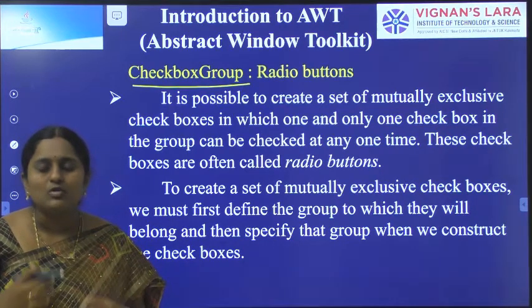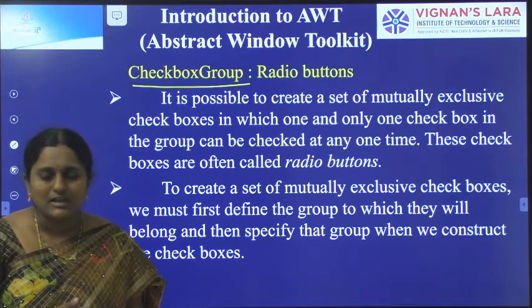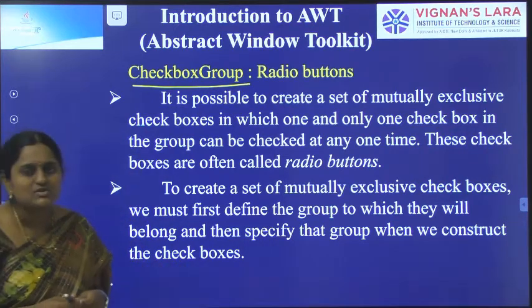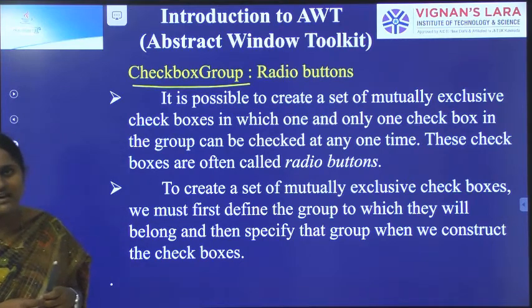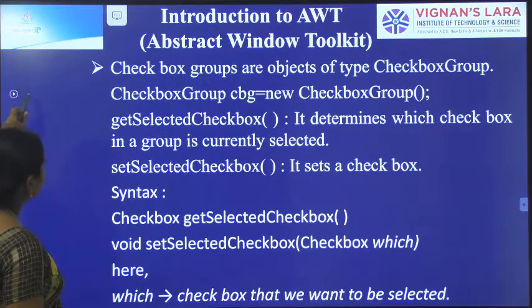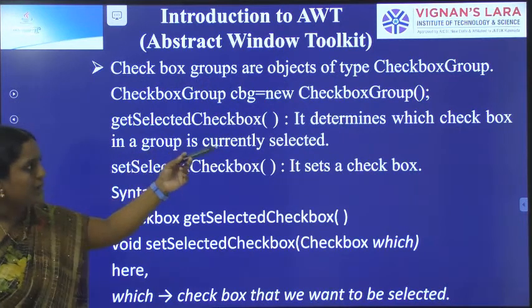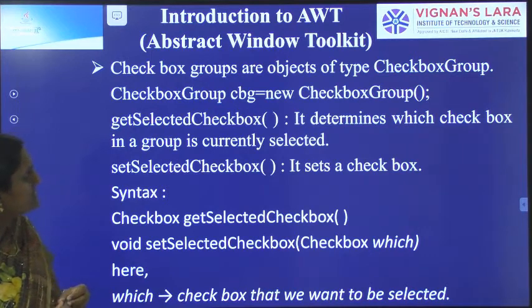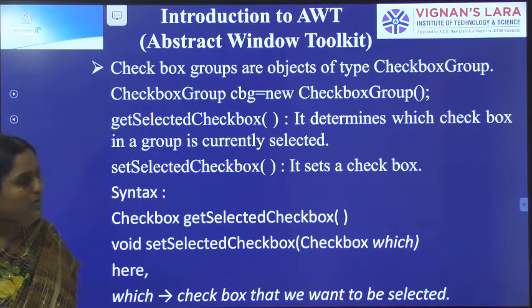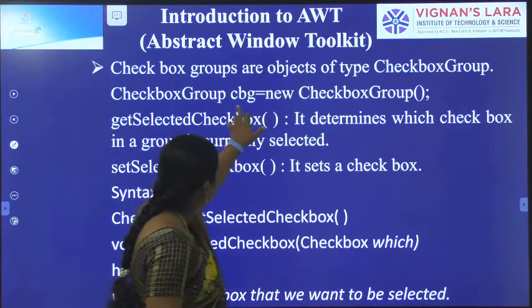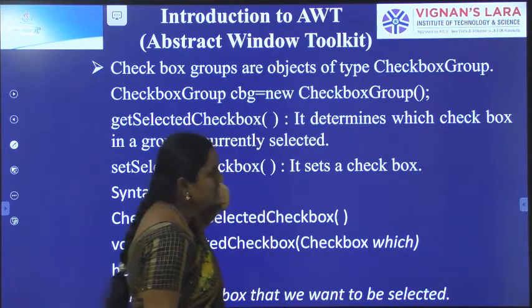When we create an object of a class, only then are constructors automatically invoked. Constructors are executed whenever an object of the class is created. Here, checkbox group is also an object; it is a type of checkbox. Checkbox group is a class, so we can easily create an object of it: CheckboxGroup cbg = new CheckboxGroup.